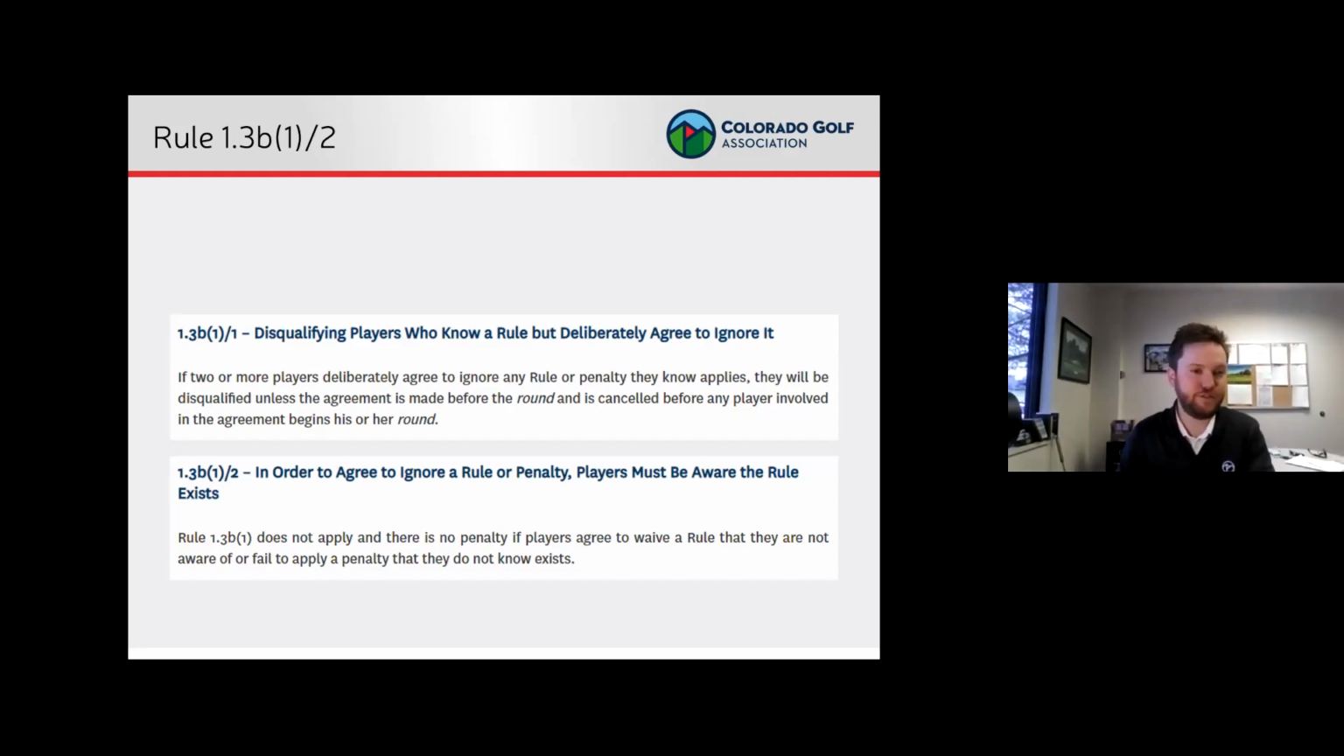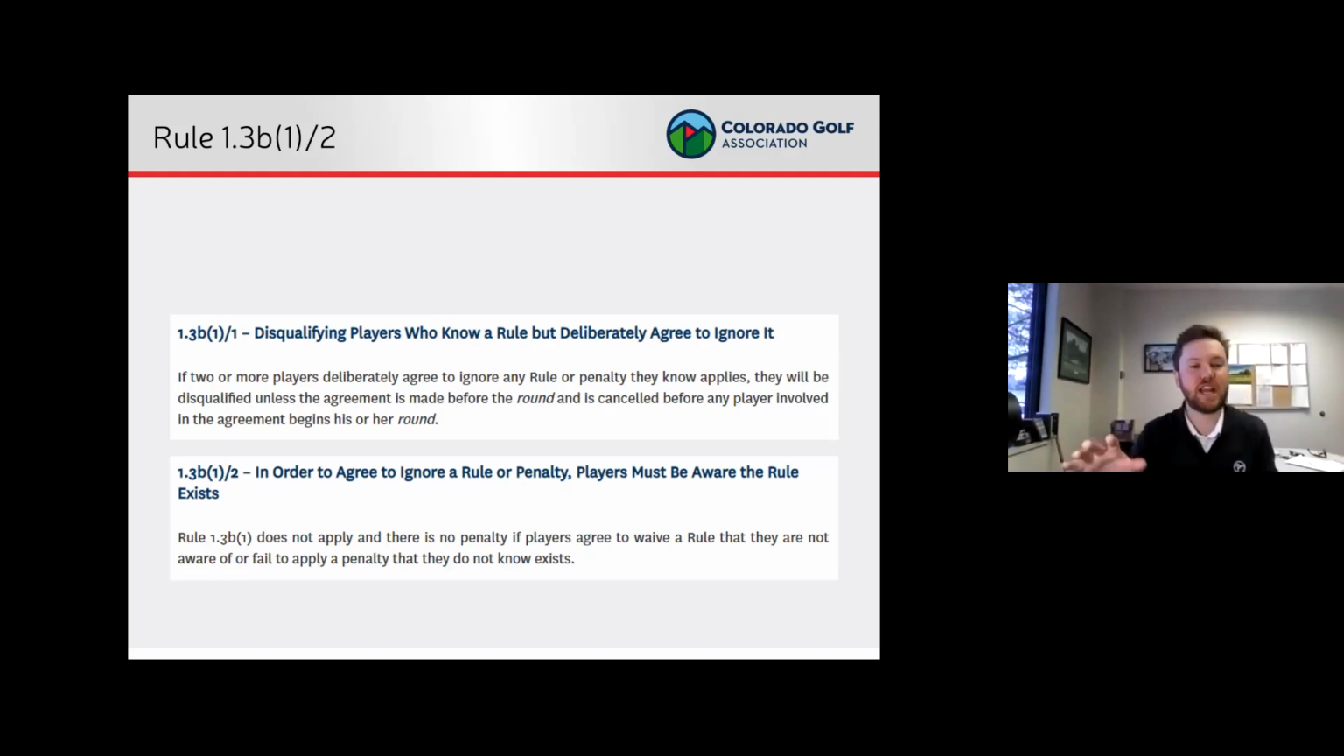So in the first example, if we know it's not okay, like we saw in that interpretation, this is just adding more clarity to it. If we know that that's not okay and we still do it, say, oh, it's a dumb rule, let's just ignore it, we're disqualified. But if we didn't know and say, oh, I'll be nice, I'll let you backstop, but I'm sure the rules allow it, we didn't deliberately agree to ignore that rule, we're not disqualified, we're still penalized.